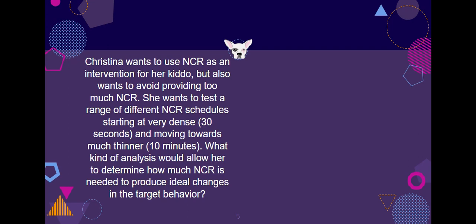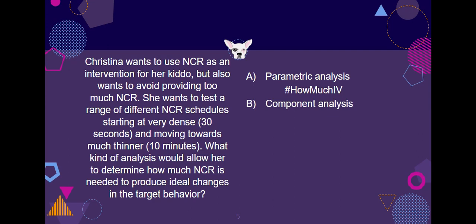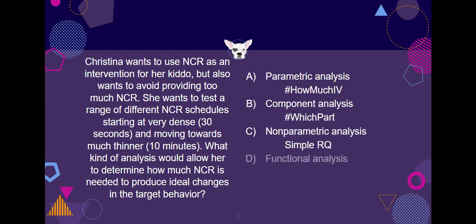Now we're going to look at possible answers and list the key features of each. A, parametric analysis. That's our hashtag #HowMuchIV. B, component analysis. That goes with our which part hashtag. C, non-parametric analysis, which is a simple research question. D, functional analysis. This is our alternating treatment design and typically has conditions that equal the functions of behavior.